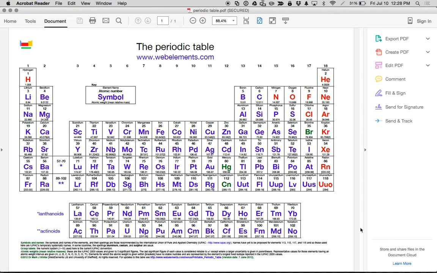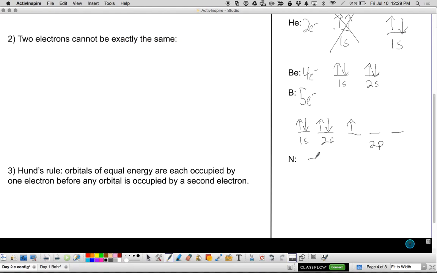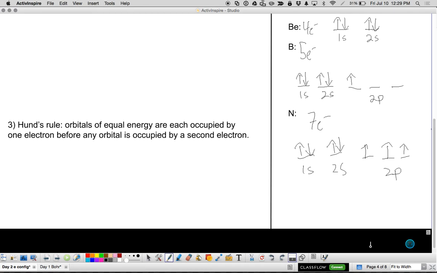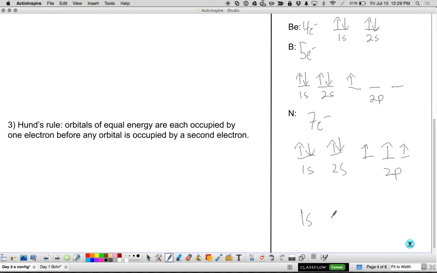Well, what about nitrogen? Okay, well, nitrogen has 7 electrons. So I'm going to do my 1s, I'm going to do my 2s, here's my 2p. Okay, so I do my 4 here. And then, now what do I do? Okay, I could do this, or I could do this, and both of those would be ways of representing 2 electrons. I'm going to kind of write them all out here.